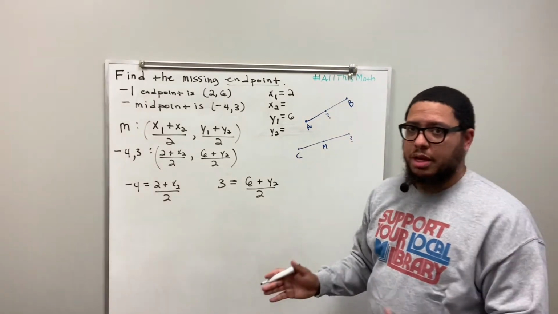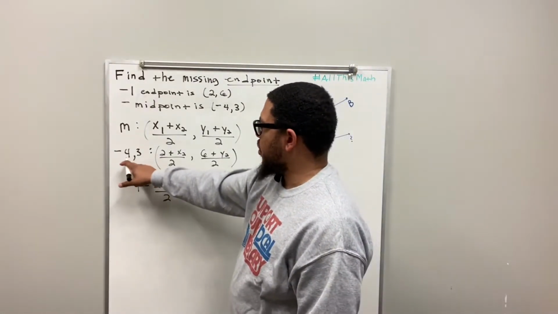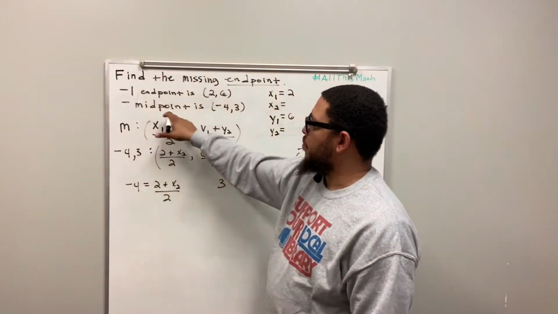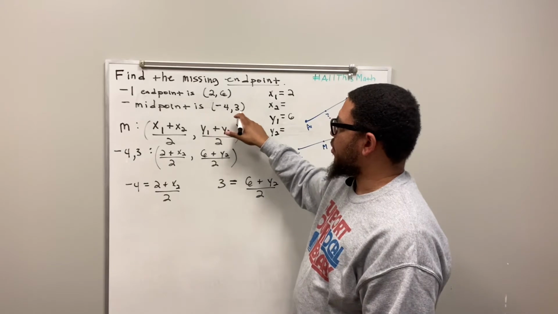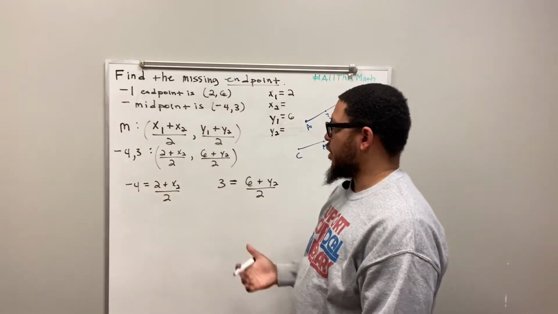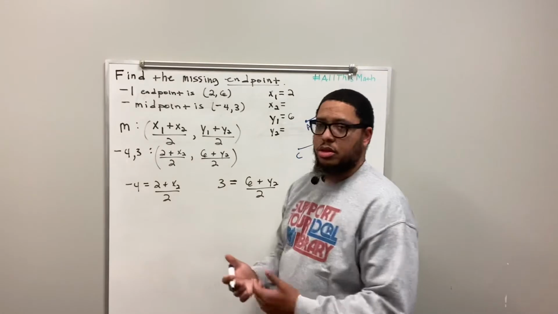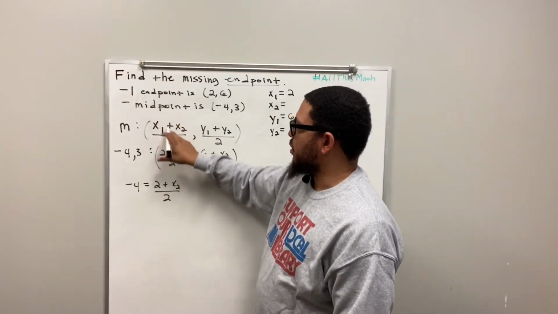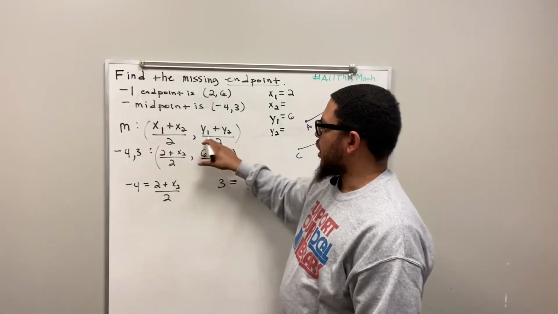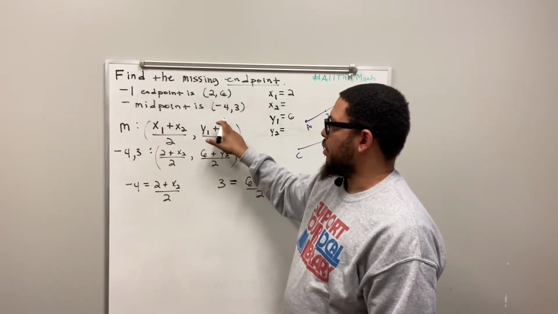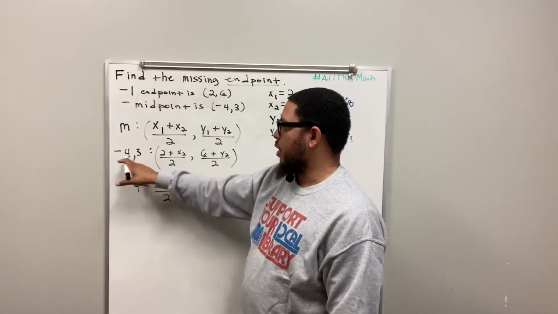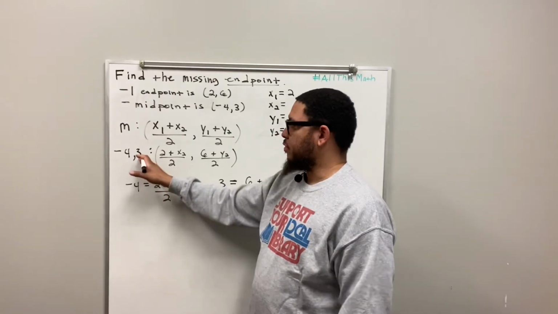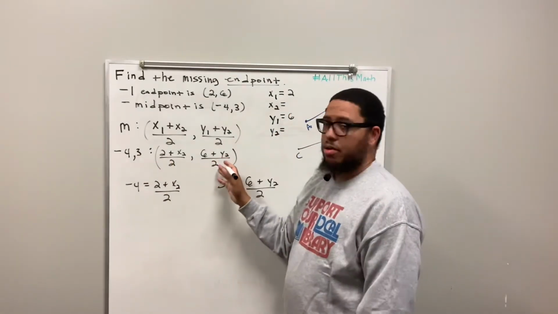Just follow what I do step by step. This -4. Now, how do I know -4 is part of the midpoint? Because I read the original problem. It says midpoint is -4, 3. That means -4, 3 represents the coordinates of the midpoint. Now, in the equation, the first part of the equation represents the x value of the midpoint. The second part of this equation represents the y value of the midpoint. So all you've got to do is say, okay, -4 is my x, so that should be equal to the first part of the equation. 3 is my y, so that should be equal to the second part of the equation.